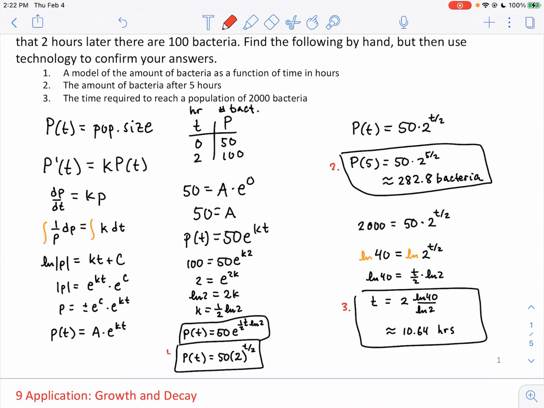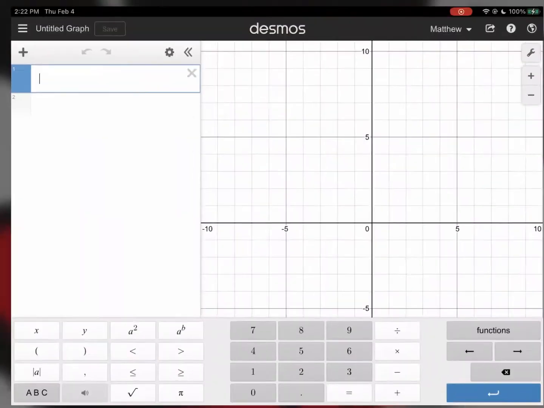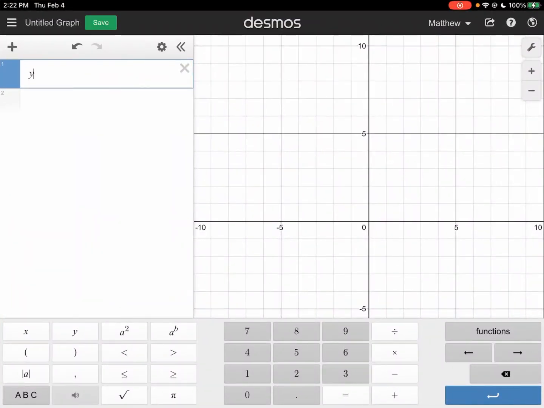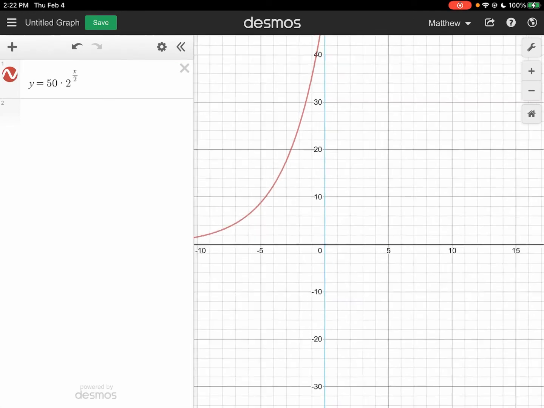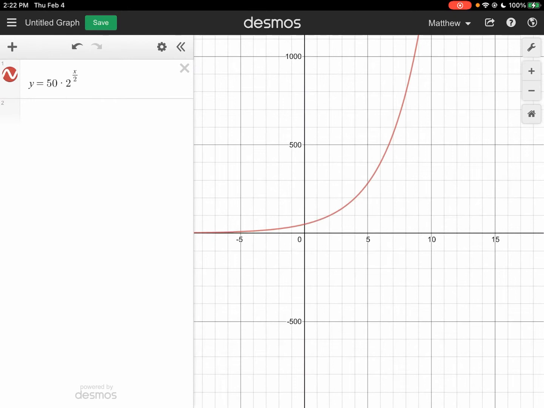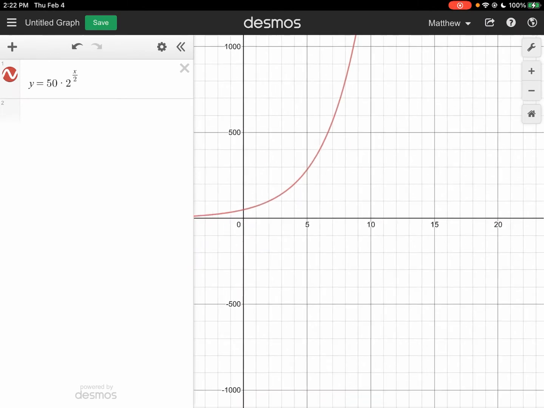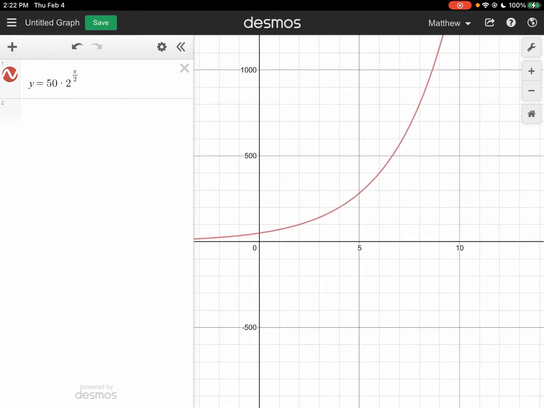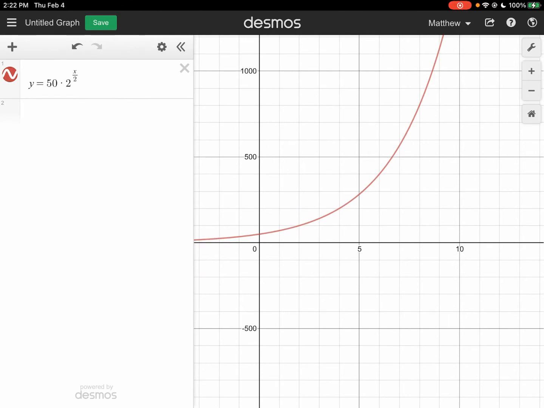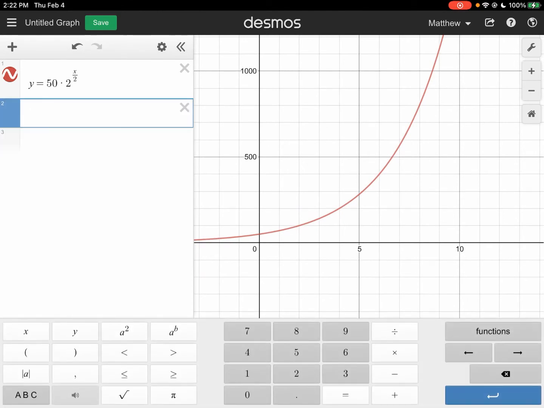Okay, the next step was to use Desmos or some sort of technology to confirm our answers. So I'm going to say y equals 50 times 2 raised to the, and I'll use x instead of t, x halves. Then I'm going to change my scale so we can see what's going on here a little bit better. And here's our model for the bacteria growth over time. It is an exponential curve.